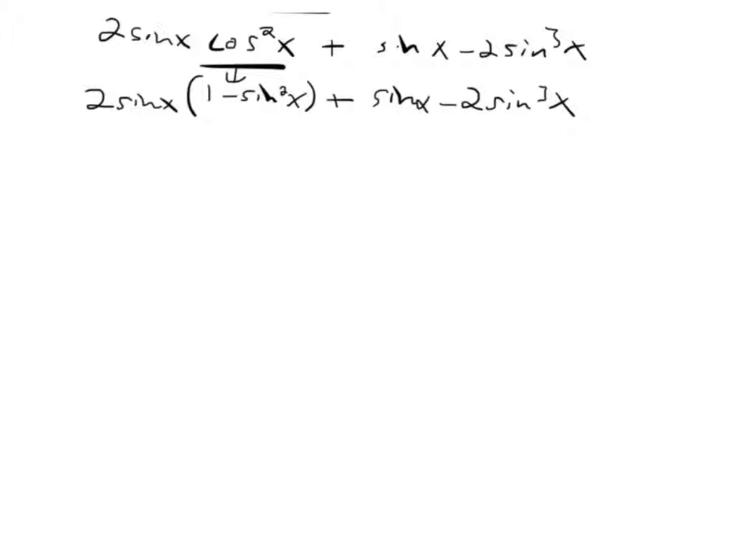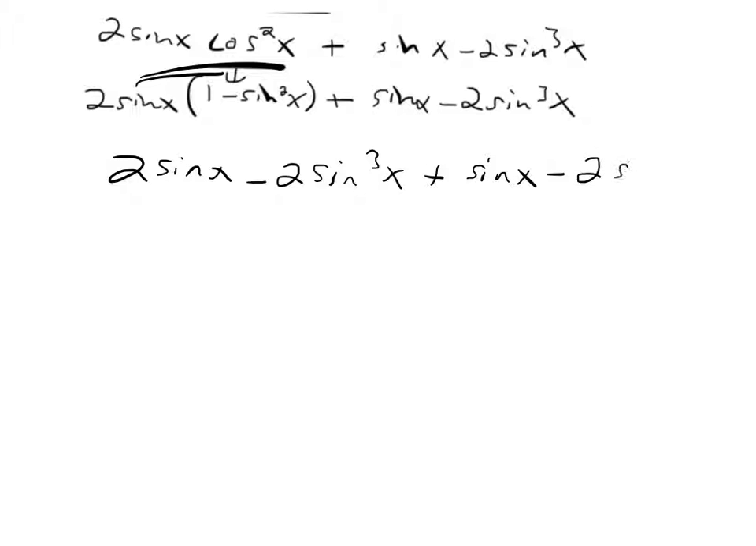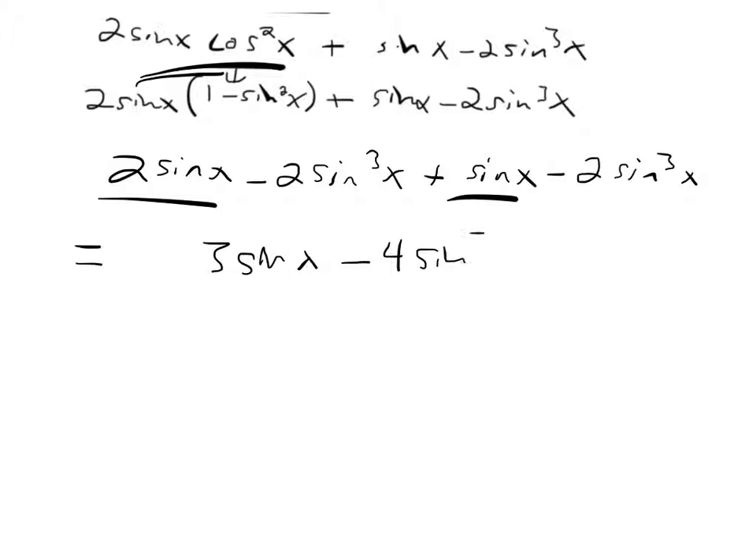So I ran out of room, so I copied the bottom of the formula to a new page. And so now, what do I do? I can distribute. So this becomes 2 sine x minus 2 sine cubed x plus sine of x minus 2 sine cubed x. And so this is now equal to 3 sine x, because I added these terms together, minus 4 sine cubed x, because I combined those terms together.